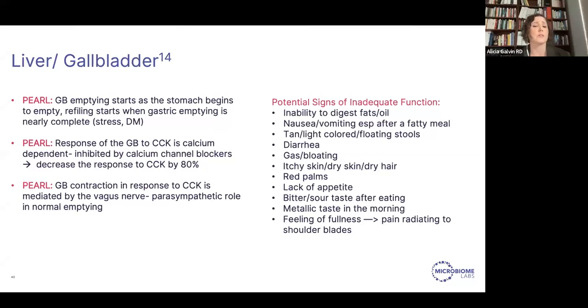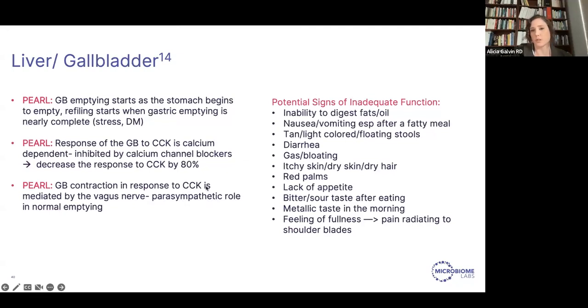Also, the response of the gallbladder to CCK, to tell it to contract, is calcium dependent. So what if people are on calcium channel blockers like Norvasc, which is for hypertension? That's going to decrease the gallbladder's response by 80%. So somebody who is on calcium channel blockers, or has any issues with their calcium balance, might have interference with how well the gallbladder will contract. And then also think about somebody who's overly stressed, because gallbladder contraction is basically mediated, again, by our friend, the vagus nerve, in a parasympathetic state. So we have to make sure that people aren't eating in a stressed, fight or flight mode.